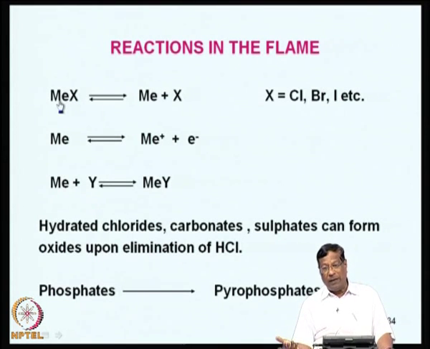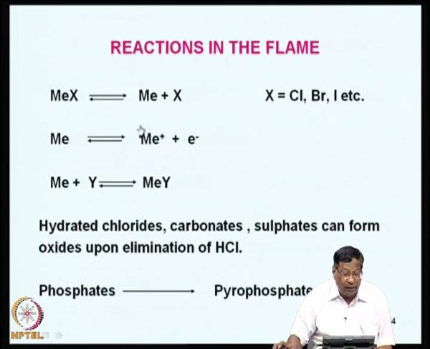If you take a sample of copper and dissolve it in HCl, it will form copper chloride. If you dissolve it in nitric acid, it will form a metal nitrate, or if you do it in sulfuric acid, it may form sulfates, and the reaction in the flame is decomposition of these salts into metal and the salt. The metal gets excited to metal atoms, ions.